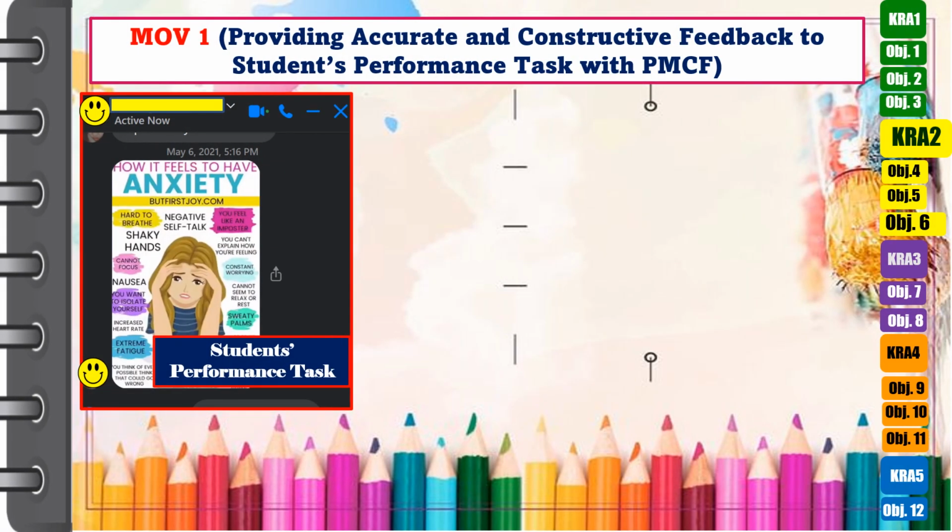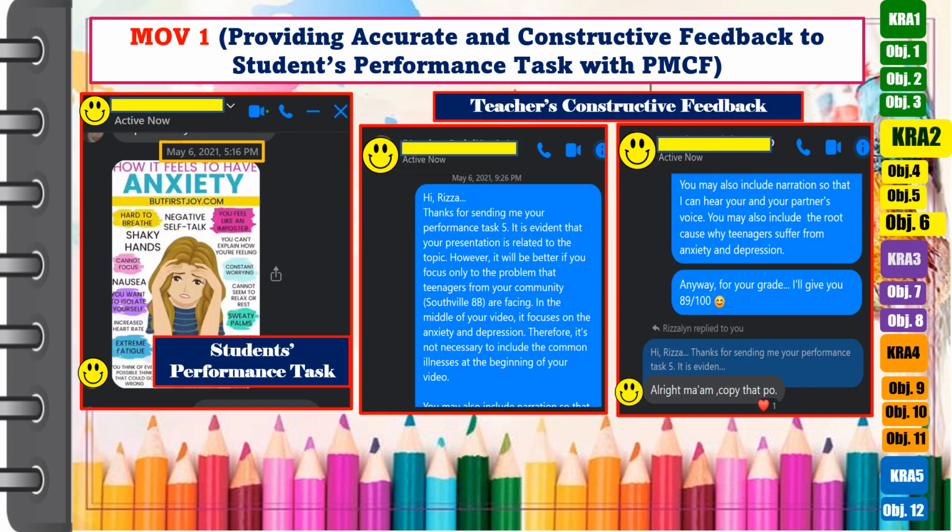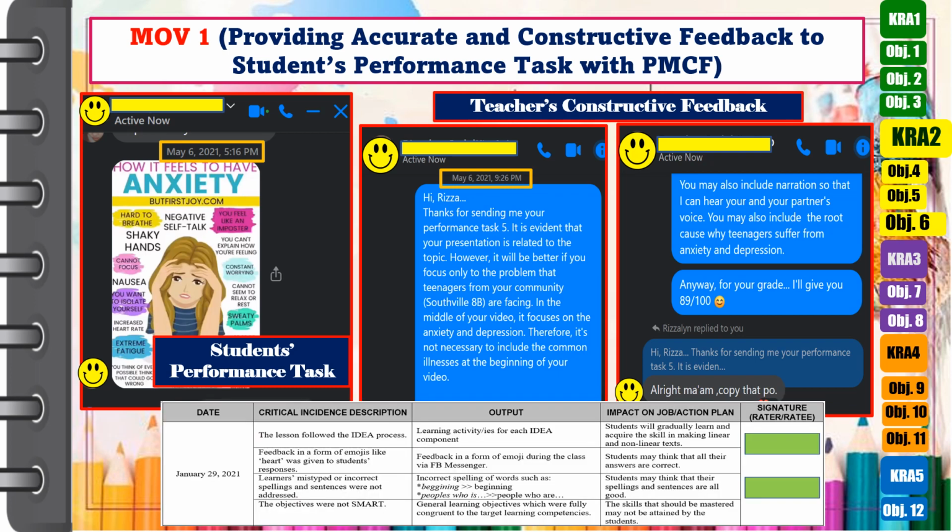This is the student's performance task submitted to me via FB Messenger on May 6, 2021 at 5:16 p.m. And then this is my constructive feedback. I gave this the same date at 9:26 p.m. Only the time is different. And here, I highlighted the comments or suggestions that I gave to my colleague during her first observation, which is aligned to Objective 6.